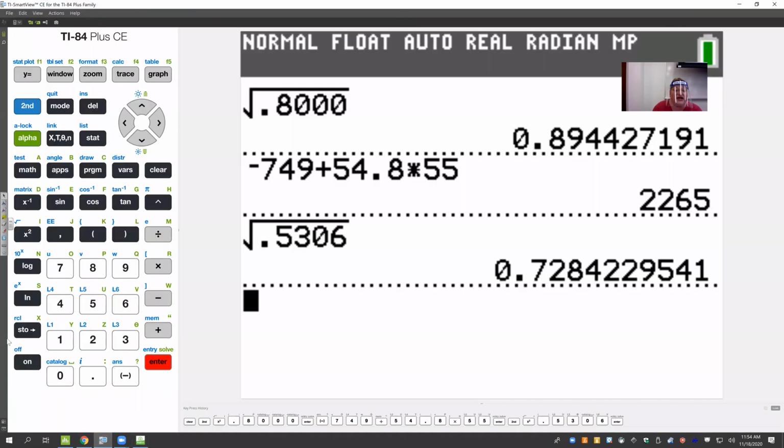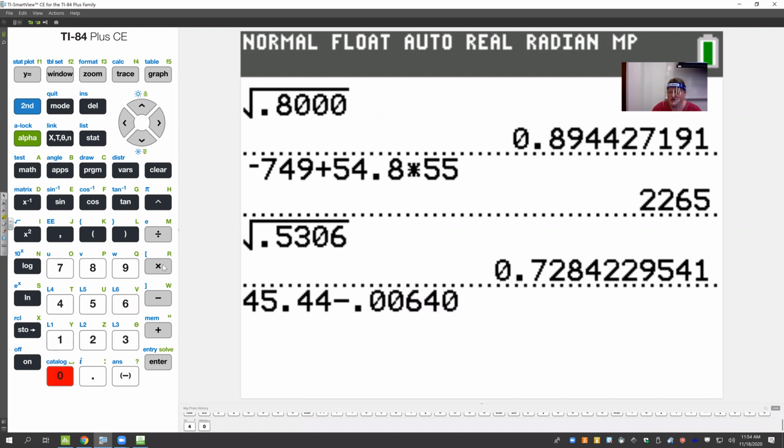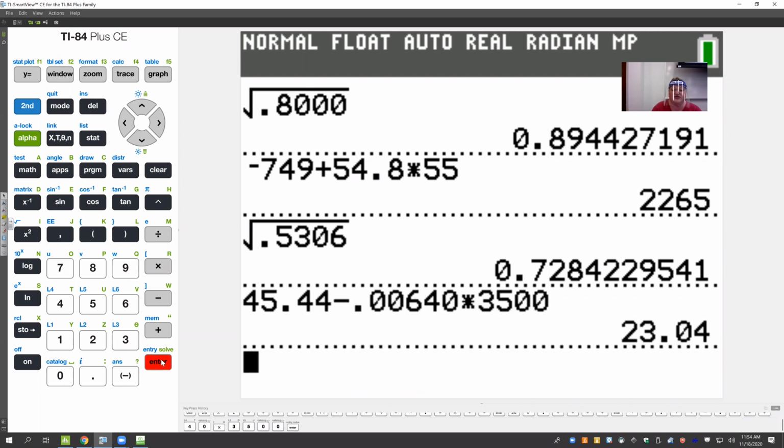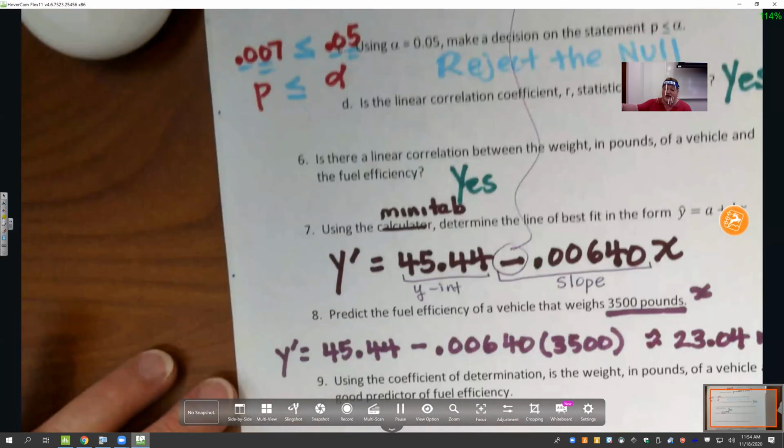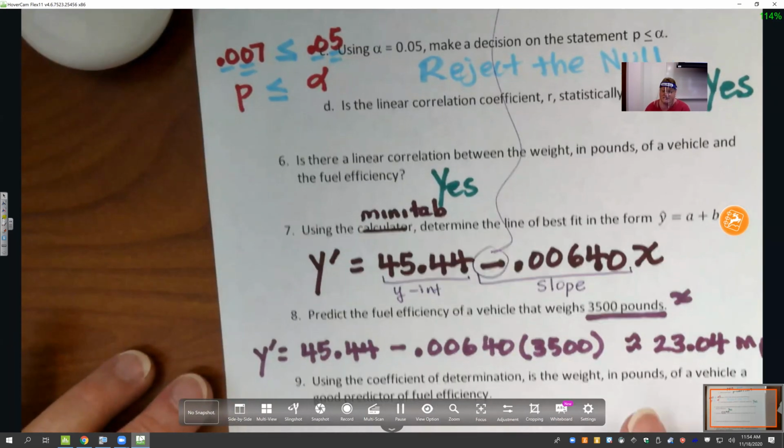So using my calculator, I would have 45.44 minus 0.00640 times 3,500 pounds. We enter. And I get approximately 23.04. So roughly a vehicle that weighs 3,500 pounds, we would anticipate about a 23 mile per gallon fuel efficiency.